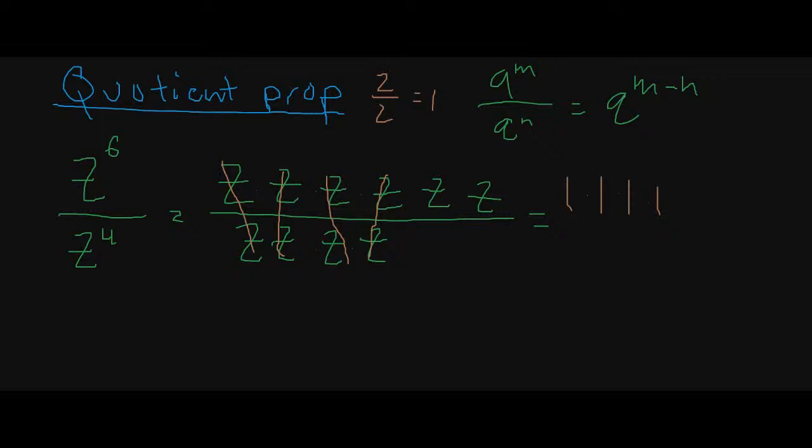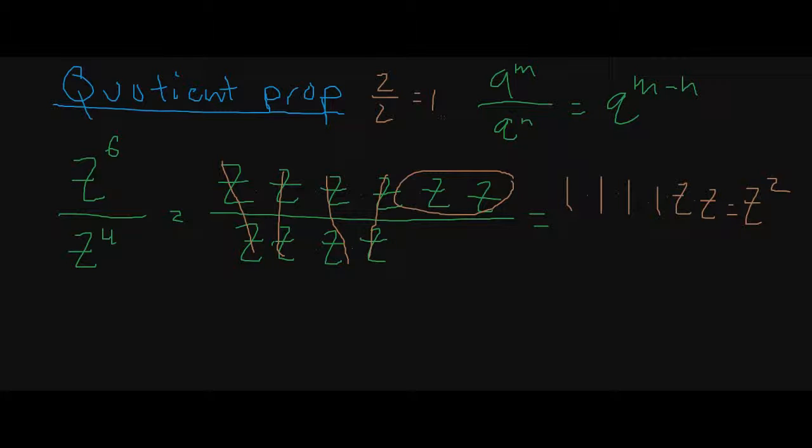And now, if you notice here, we just have 2 z's on the top. So we're going to have z times z. Alright, well, 1 times 1 times 1 times 1 is just 1. And so really all we're going to be left with is z squared. All 4 of the z's on the bottom canceled out. We're just left with 2 of the z's. Therefore, we're just going to get z squared.